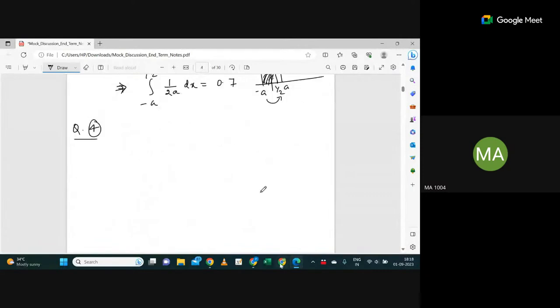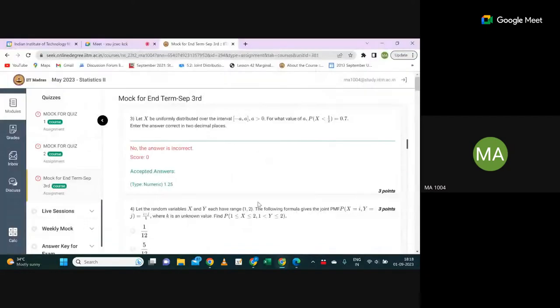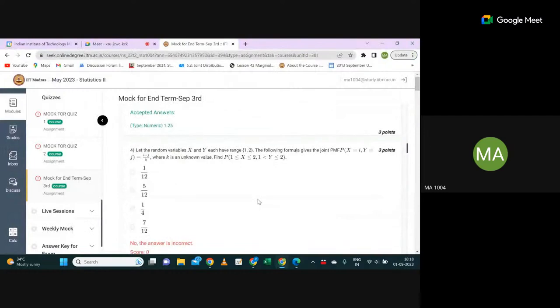So let's move to question number 4. I think it's a simple one, right? We have two random variables and both have range 1 and 2. Is it discrete or continuous first of all? Discrete, right? The following formula gives the PMF: probability x equal to i and y equal to j equals i plus j divided by k, and k is unknown. We have to find the value of k.